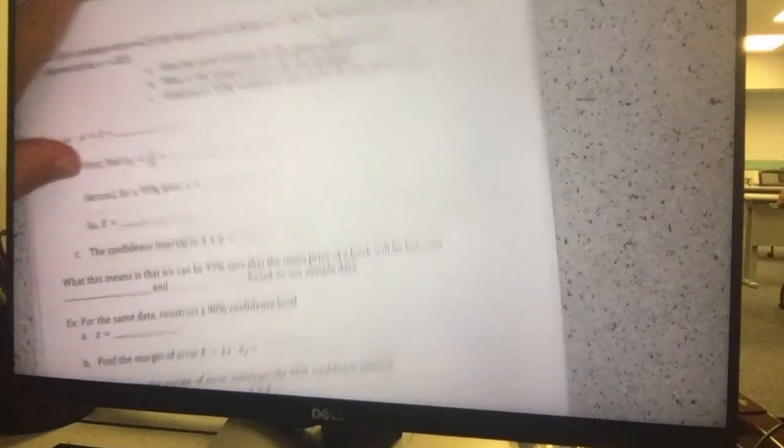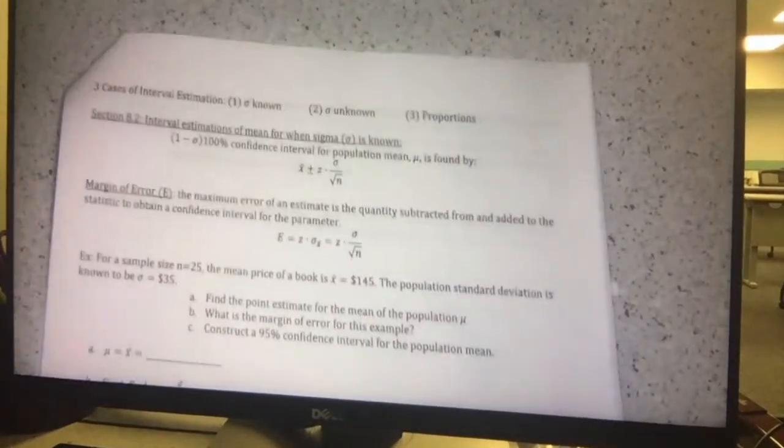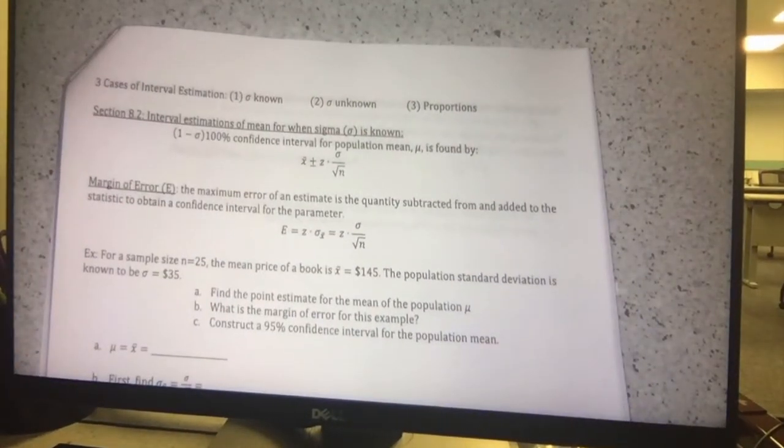Thank you. All right, so we have 3 different cases that we're going to look at. One is whenever we know our standard deviation, whenever we don't know it, and then we have to deal with proportions. So pretty much exactly like we did before.